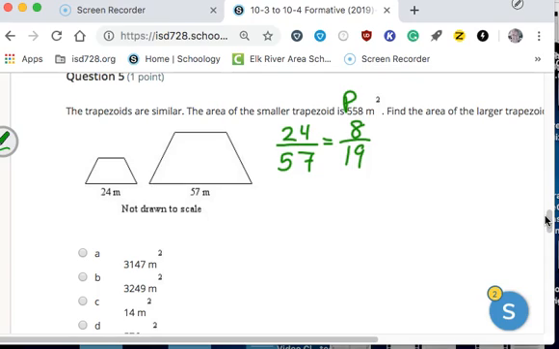Now, the area of the similar trapezoid is 558. The smaller, similar trapezoid is 558. Find the area of the larger. Now, I have a perimeter relationship. I have to square that. So I've got 64, and 19 squared is going to give us 361. Now, my smaller trapezoid is 558. That goes across from the smaller number. And now I do 361 times 558.